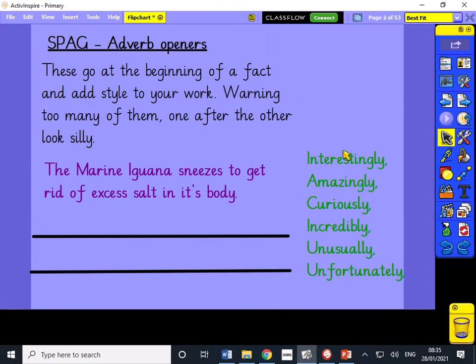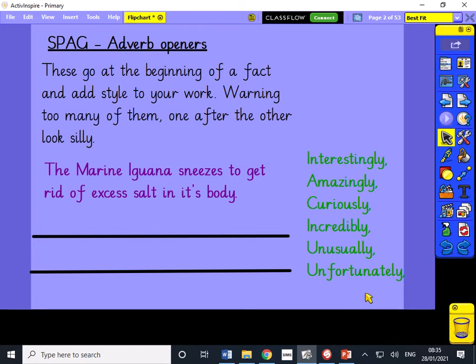Okay, right, so our SPAG starter today is on adverb openers. I was very impressed at our use of adverb openers 2 weeks ago. And some people were using the adverbs in the middle of the sentence. So just a little bit to clarify that an adverb opener does go at the beginning of a sentence. And as we're writing a non-chronological report this week, it's going to go at the beginning of a fact. And this adds style to your work, just stops it getting very repetitive and very boring. But as a warning, too many of them, one after the other, will look silly.